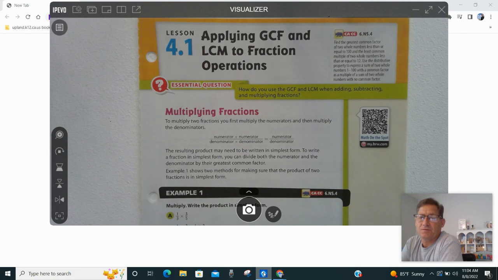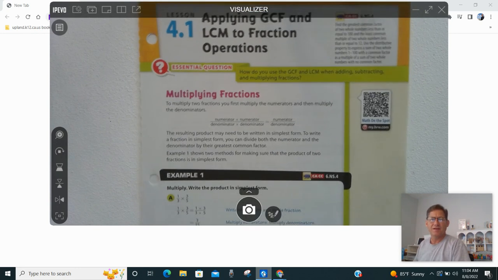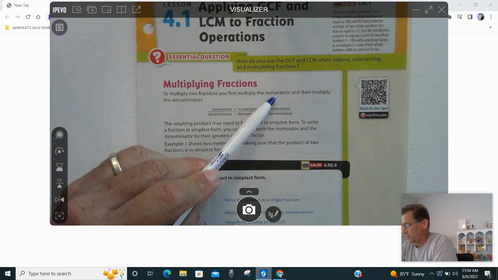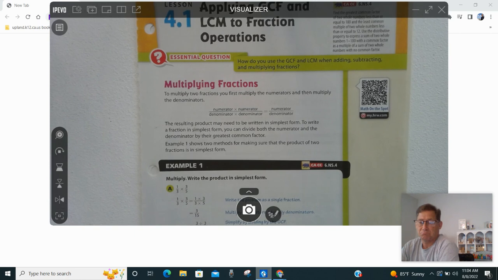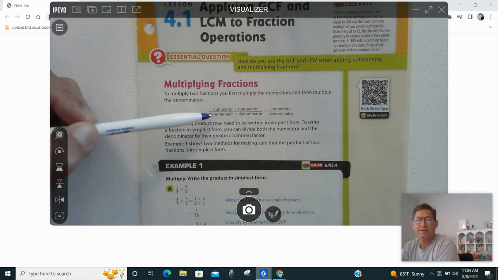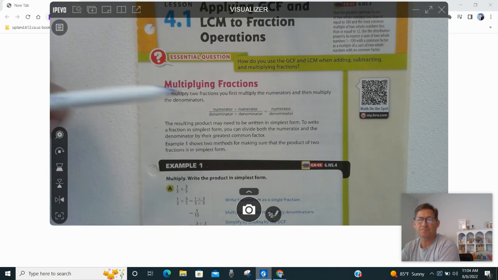And so basically, we're going to apply how we use the GCF and LCM when we have to add, subtract, and multiply fractions. All right, so multiplying fractions. To multiply two fractions, you first multiply the numerators and then multiply the denominators. Okay, it seems simple enough, right? Numerator times numerator, denominator times denominator.